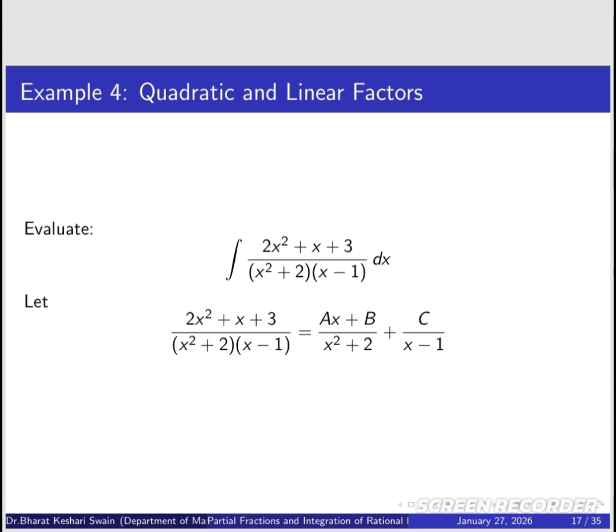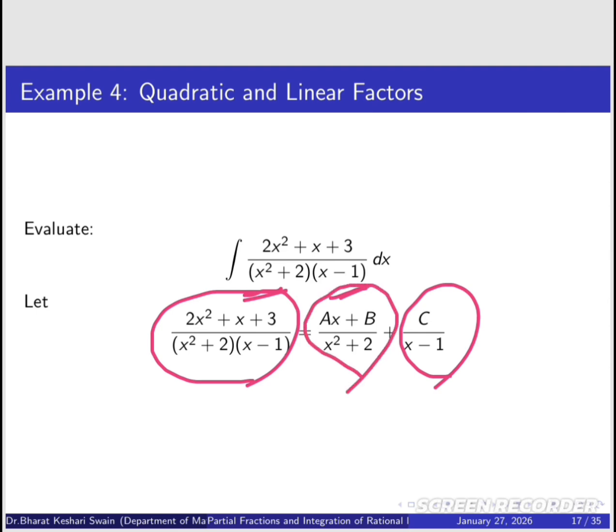And here is another example, where one is a quadratic factor and another is a linear factor. Whenever we have a denominator having two factors, one linear factor and another quadratic factor, what do we have to write? Your given fraction we have to write like this: for the linear factor, some constant by the linear factor, c by x minus 1, and for the quadratic factor, that means x square plus 2 is your quadratic factor, we have to write ax plus b divided by this.